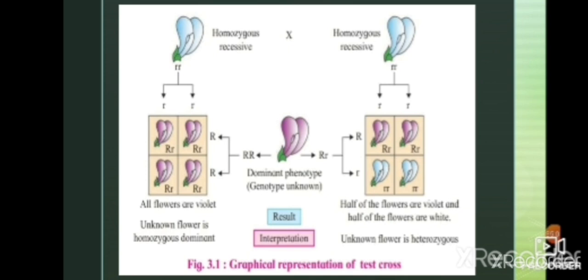And in another case, the homozygous recessive small r is crossed with capital R small r. Then pairing is done: capital R small r, capital R small r, small r small r, small r small r, and half of the flowers are violet and half of the flowers are white. Here the unknown flower is heterozygous.